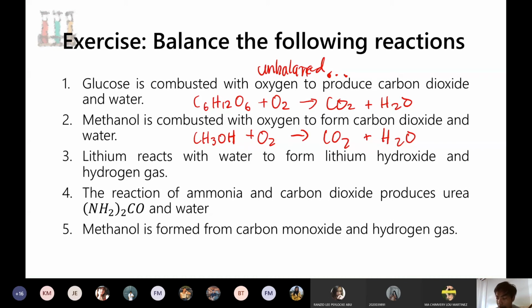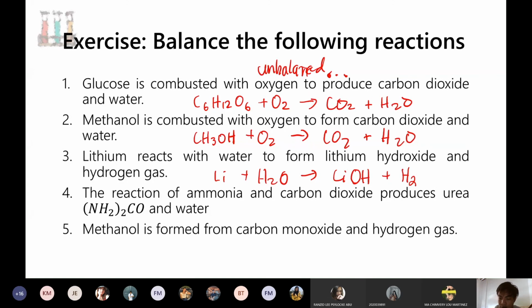Last one, lithium. When it's just lithium, when it's just a metal, the formula is just the metal symbol. Lithium is just Li. Lithium reacts with water to form, arrow, lithium hydroxide and hydrogen gas. Hydrogen gas, by the way, is H2.